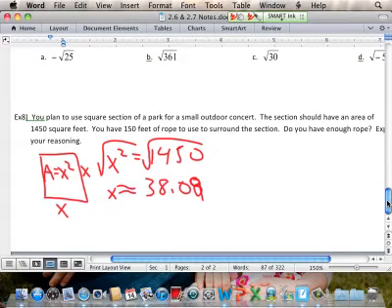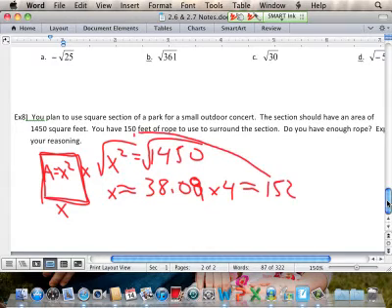And so the question is, do you have enough rope? Well, I have to do all four sides, so I'm going to multiply that number by 4. When I take that number and multiply it by 4, I get 152, roughly. And that number is clearly bigger than 150, so the answer is no, I do not have enough rope. All right, so that's just a story problem involving square roots.